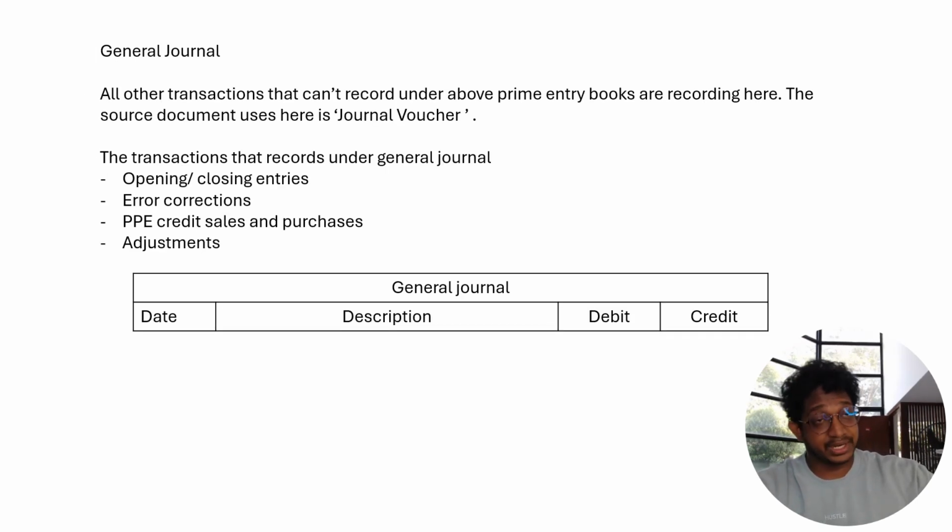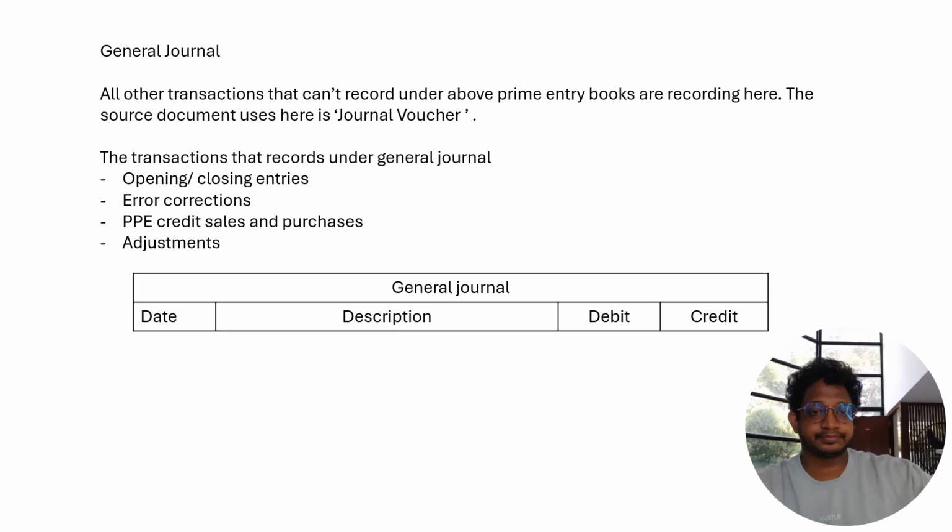And the general journal. Any transaction that you can't record in the above prime entry books that we discussed, we have to record in the general journal. The whole rubbish comes to the dustbin like that. So all other transactions that can't be recorded under the above prime entry books come here. Examples are opening and closing entries, error corrections, adjustments, and credit sales and purchases of any transaction. You have to record the double entry and the narration here.